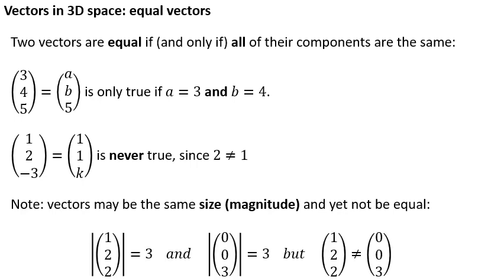So for instance, the vector (1, 2, 2), if you square its components, 1, 4, 4, add them together, 9, square root, 3. We get the size of the vector (1, 2, 2), the magnitude is 3. But the magnitude of (0, 0, 3) is also 3. But clearly those vectors are not the same. They take you the same distance, but they take you in very different directions. So they are not equal.